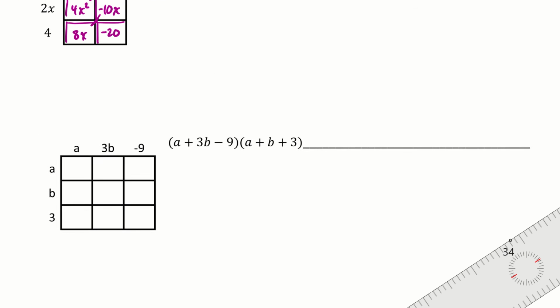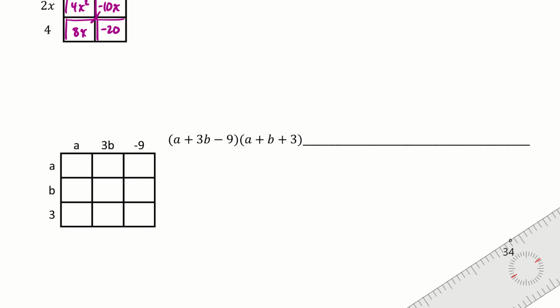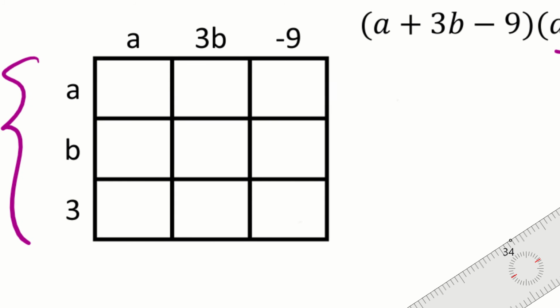All right, now the last question. Same exact thing. There's a fairly large generic area model. I'm multiplying a times b times 3. Right? That's along this side, this one. And I'm multiplying that by a plus 3b minus 9. So I've got both a and b here.